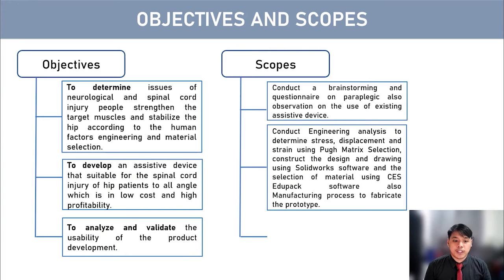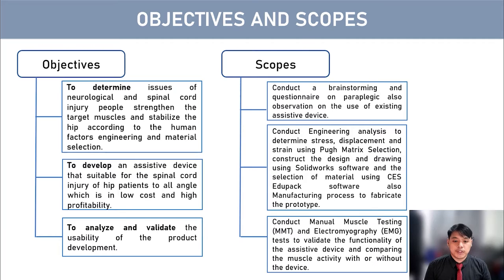The last objective is to analyze and validate the usability of the product development. The scope is conduct manual muscle testing MMT and electromyography EMG test to validate the functionality of the assistive device and comparing the muscle activity with or without the device.